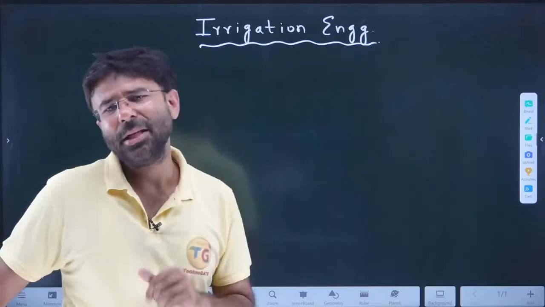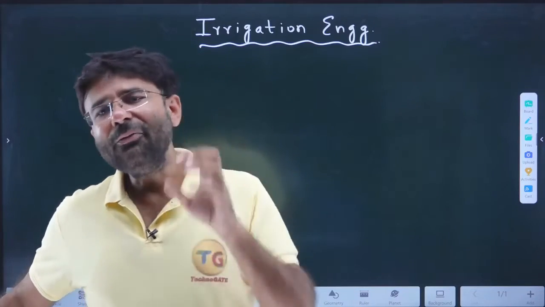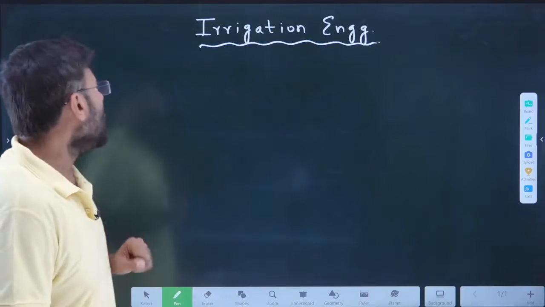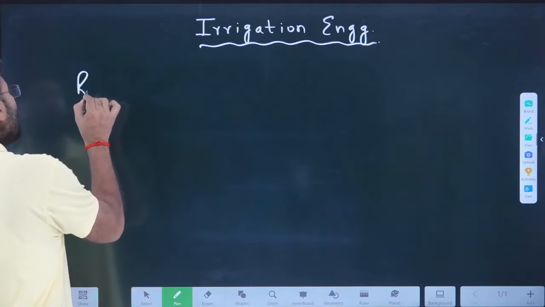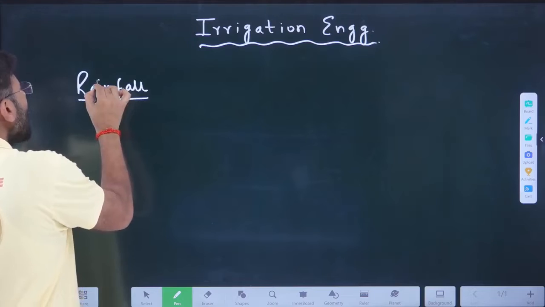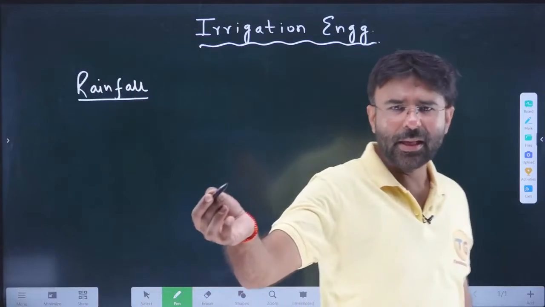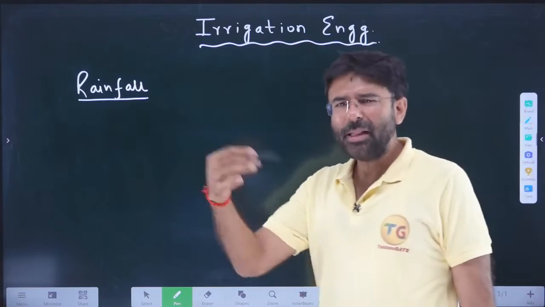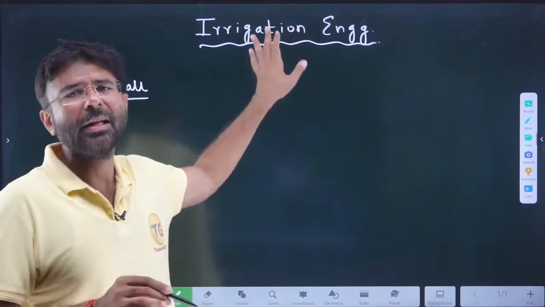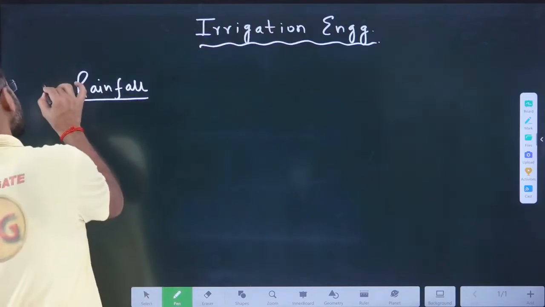So let us start our discussion from this point, the practical meaning of this subject and why this subject is a part of the civil engineering curriculum. So let us start with a very basic term, that is rainfall. Although I am not going to tell you the definition of rainfall or the types of rainfall, that we'll be discussing in the related chapter, in the upcoming chapters. But because in this lecture we have to understand the practical significance of this subject, let us start our discussion with the term rainfall.